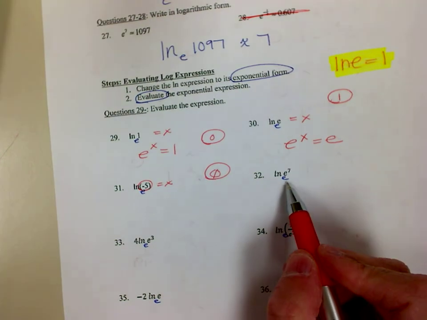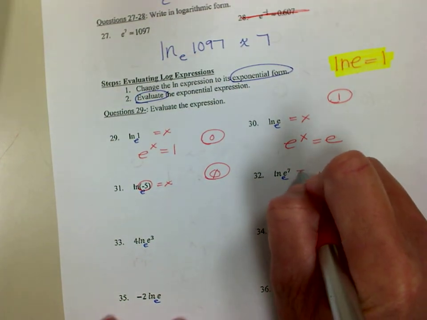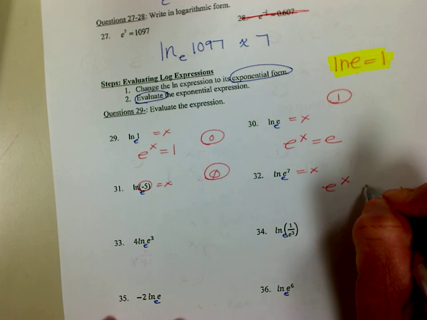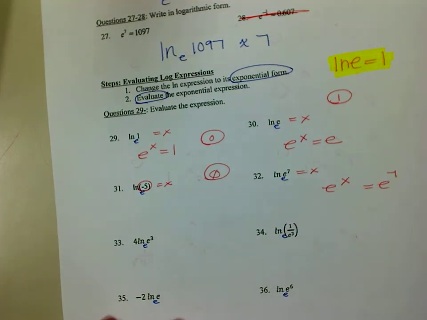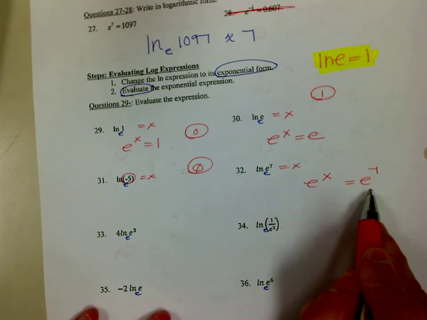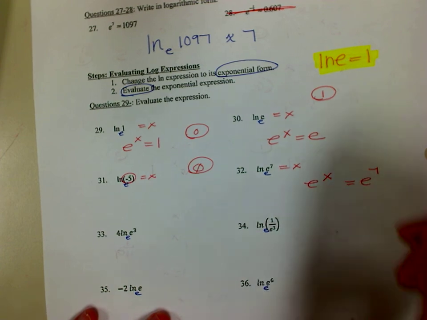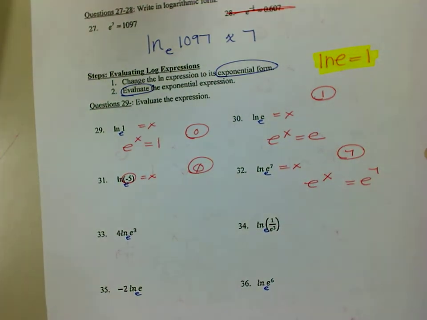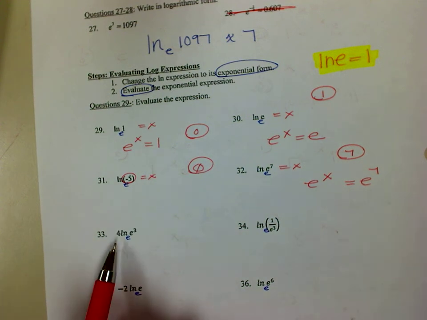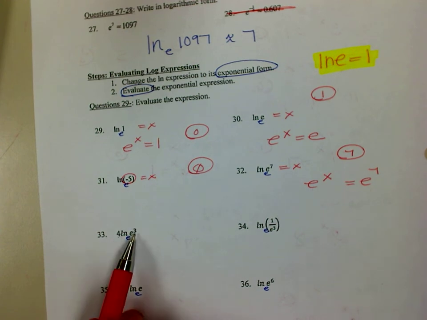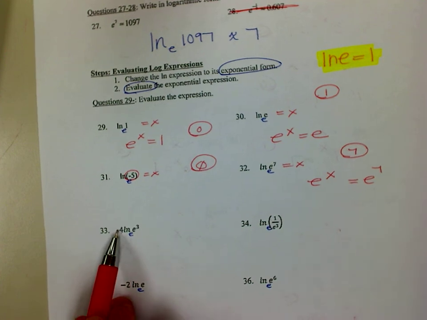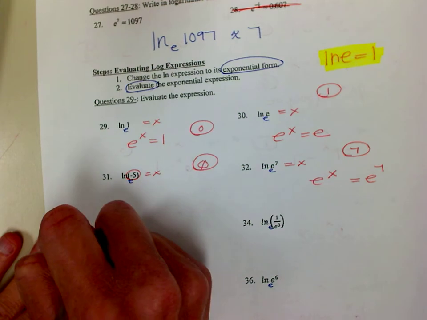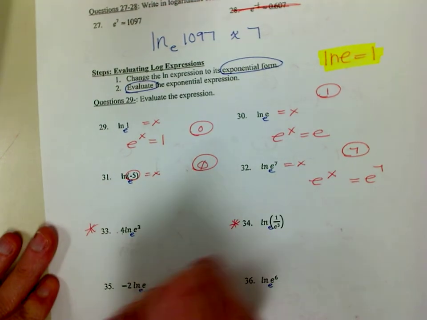Okay, let's look at 32. So this would mean e to some power is e to the 7th. Well, since my bases are the same, my exponents have to be the same. So my answer to this one is 7. Okay, so now this causes a problem because I have a number in front. So what I'm going to have to do is move my exponent right here down in front. You're allowed to do that. That's called the power rule. So actually, for these last 4, I'm going to do something called the power rule.